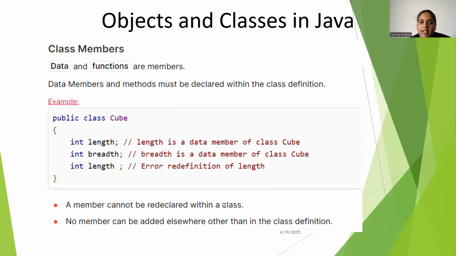Class members are data members or function members. Data members or methods must be declared within the class definition. So here length and breadth are the data members. A member cannot be redeclared within the class. Here, if we declare length two times, we can't do that. This will give an error. So the name of the variable should be different. We can't use the same name in the same class.